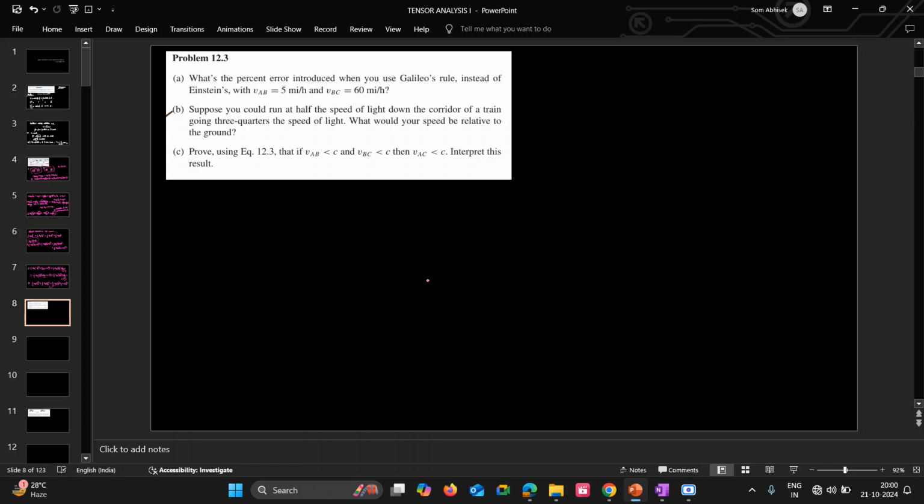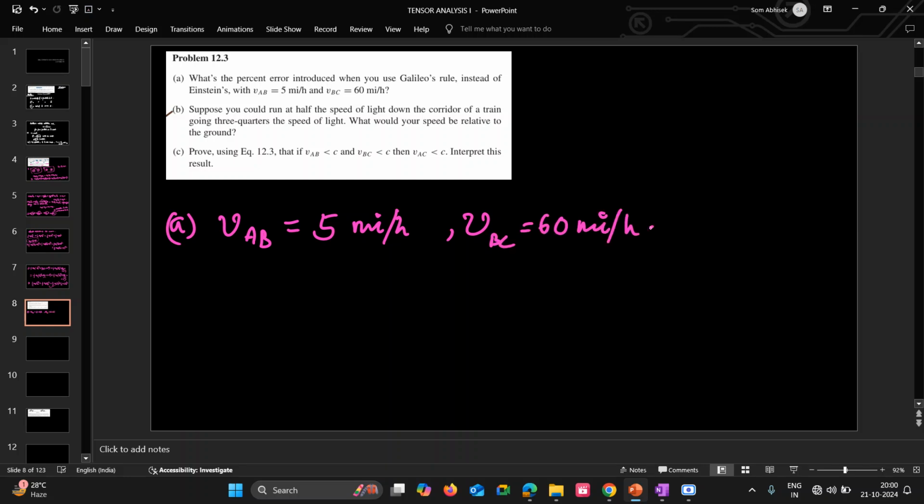So see, your VAB here is 5 miles per hour, VBC is your 60 miles per hour. According to Galileo, the velocity will be simply added. So V Galileo, VG, is simply VAB plus VBC. So it will be 5 plus 60, that will be 65 miles per hour.